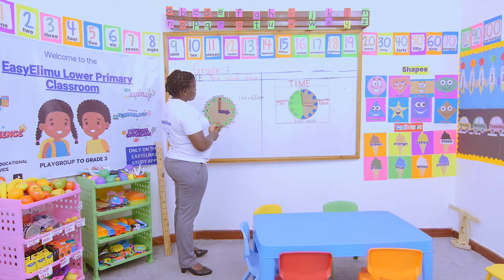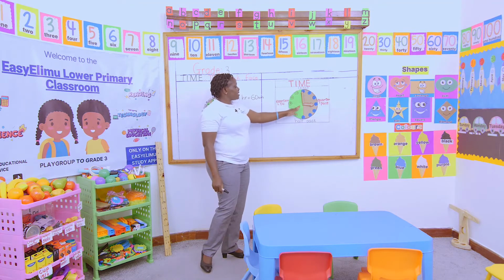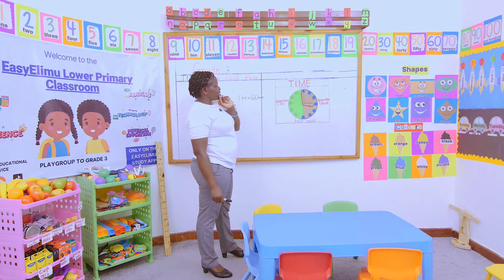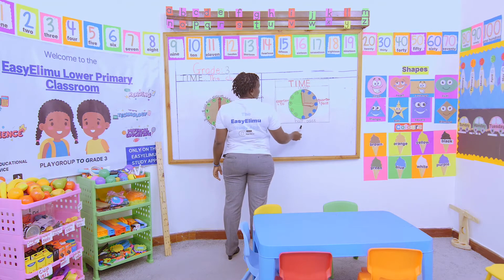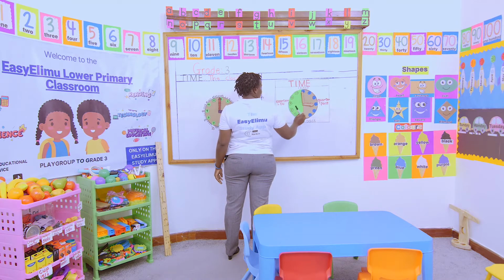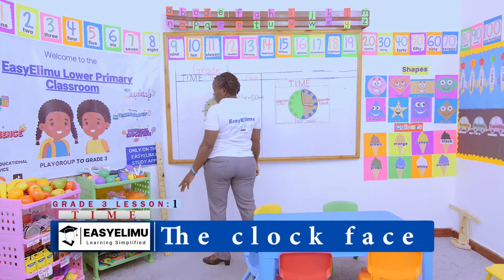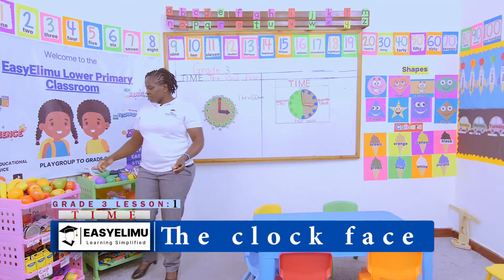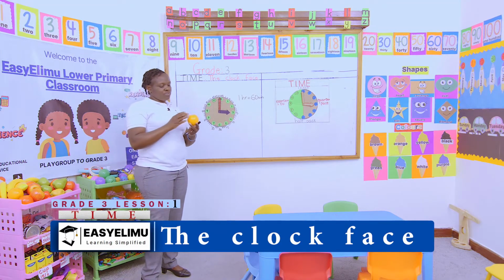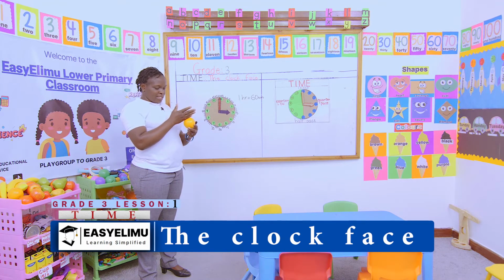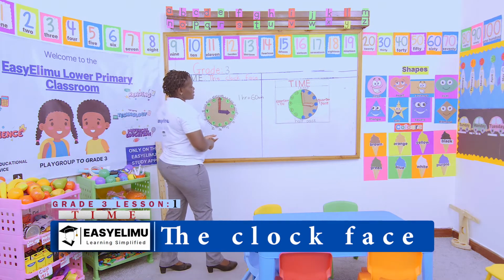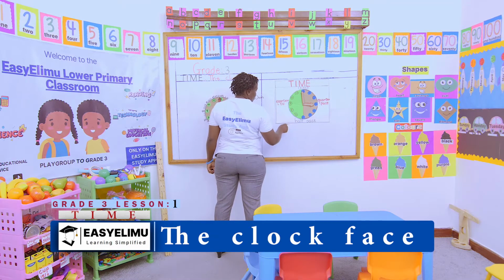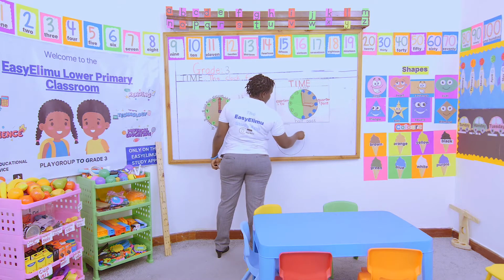Another thing about the clock face, it is divided into four main parts. The upper one here is called the o'clock. Then here we talk about the half past. Then here we talk about the quarter. If I'm given this orange and told to share this orange into four equal parts, I will cut it into four equal parts. That is the same way our clock face is. It is divided into four equal parts.